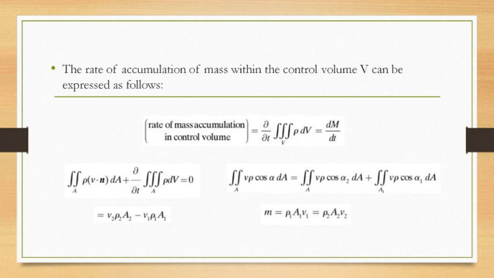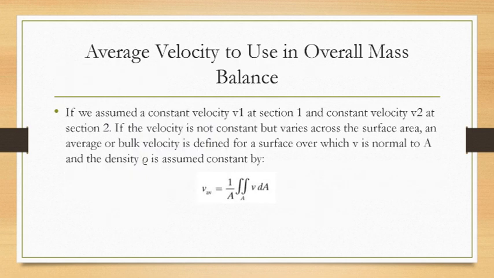The average velocity can also be used in the overall mass balance. If we assume a constant velocity at section 1 and a constant velocity at section 2, fine. If the velocity is not constant but varies across the surface area, we can define a new equation taking into account also the area and the density.